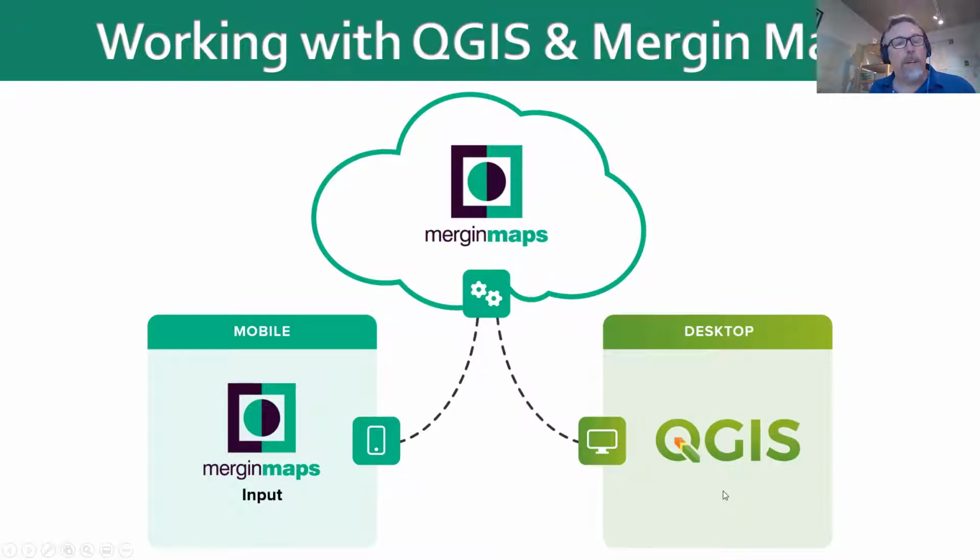Once a project's been created, we can then use the plugin for Mergin Maps to synchronize this project, push it up to the cloud. You can then get on your mobile device with the Mergin Maps Input app and download that project to the mobile device, collect your data, and then return to QGIS and use the plugin to synchronize the collected data back to QGIS desktop.